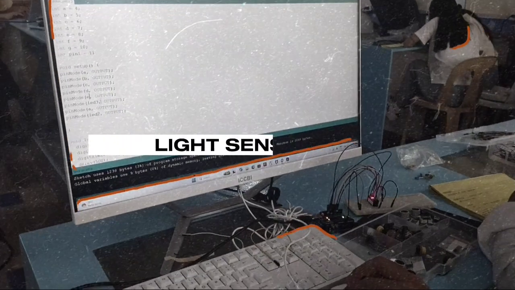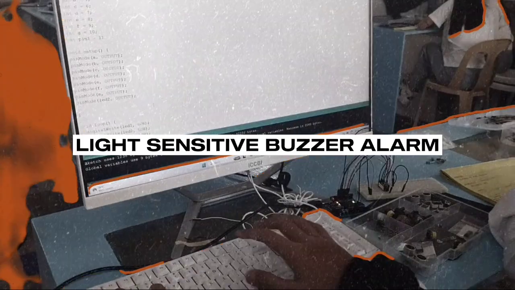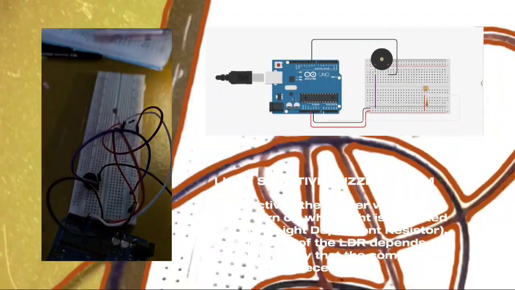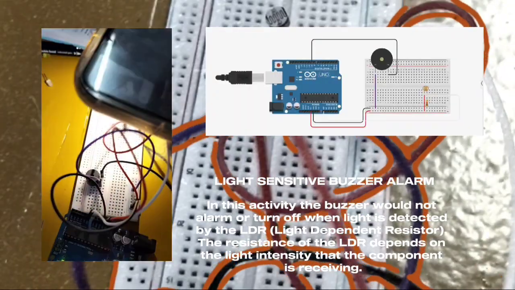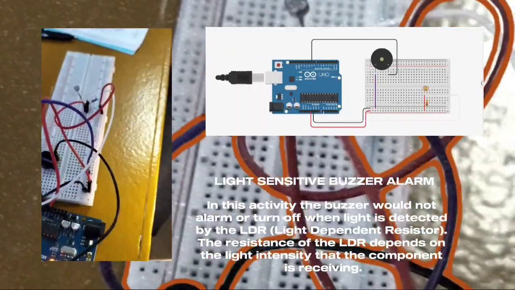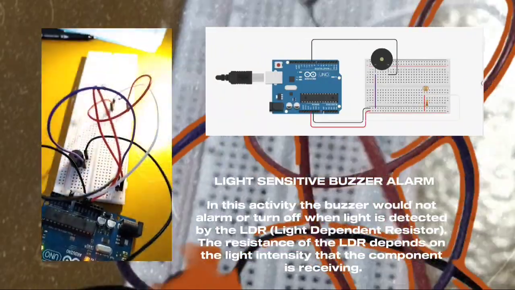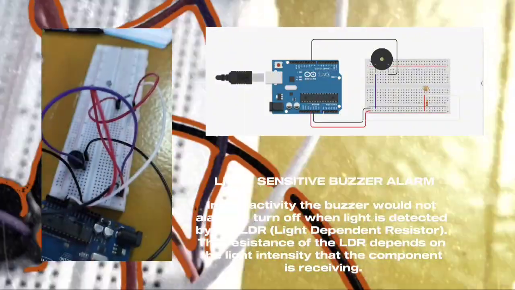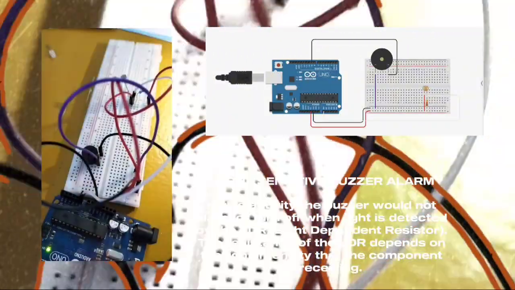The fourth activity is the light-sensitive buzzer alarm. In this activity, the buzzer would not alarm or turn off when light is detected by the LDR, or the light-dependent resistor. The resistance of the LDR depends on the light intensity that the component is receiving.